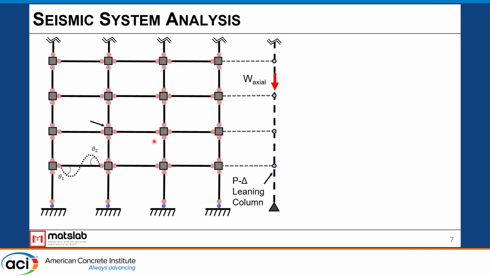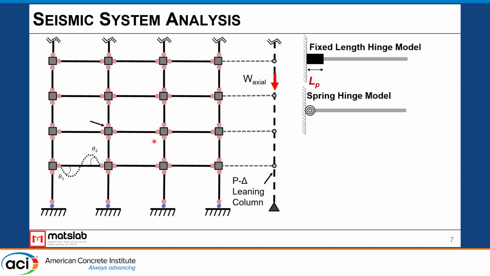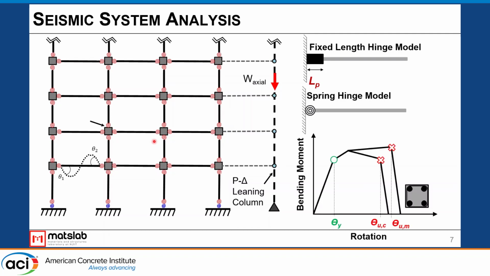a system, what they do is they build computational models like this. And these computational models consist of plastic hinge regions, locations where we would expect damage to occur, within panel zones, these sorts of things. But basically, elements are modeled using lumped plasticity approaches. So that might be a fixed length hinge model or a spring hinge model, where basically you're characterizing the behavior down to just moment versus rotation.